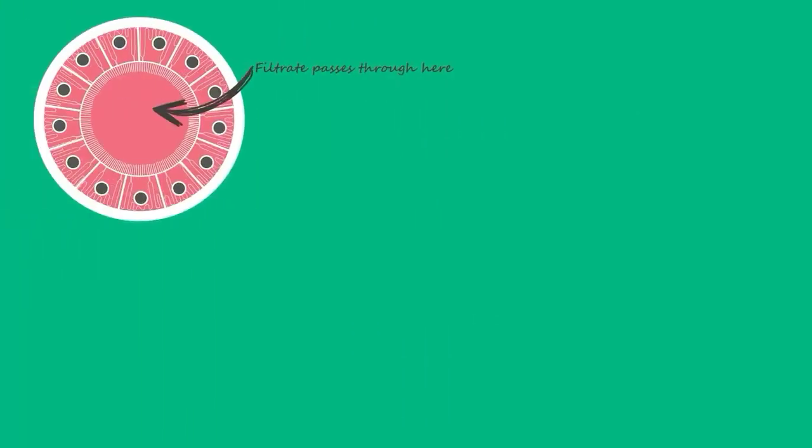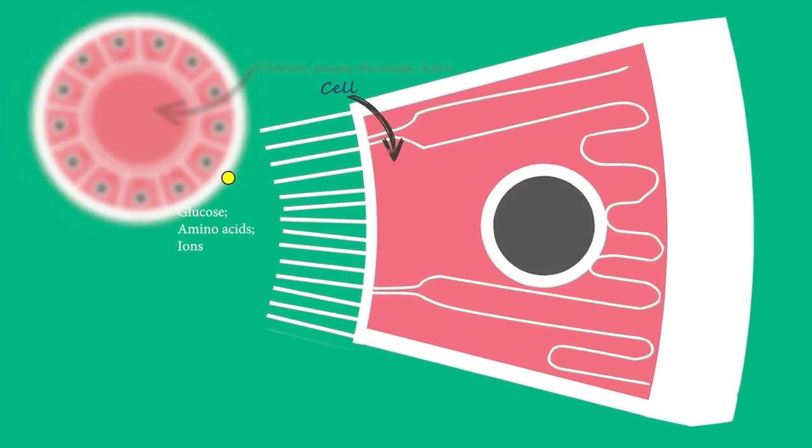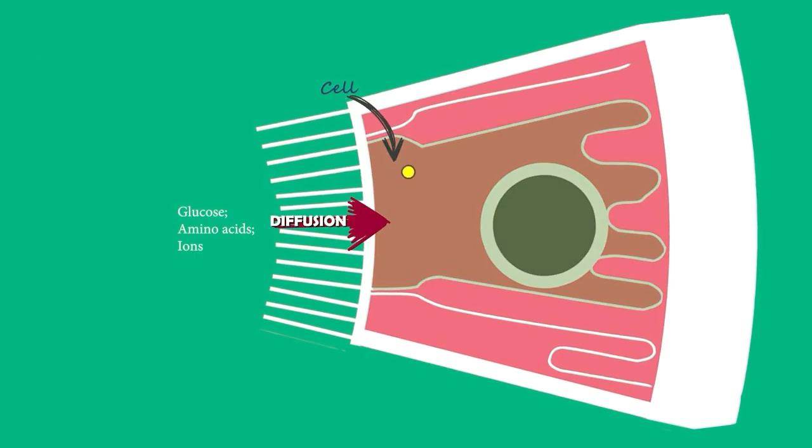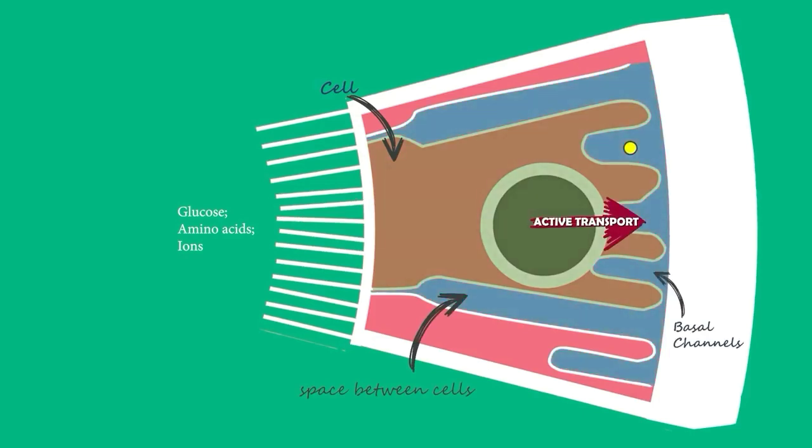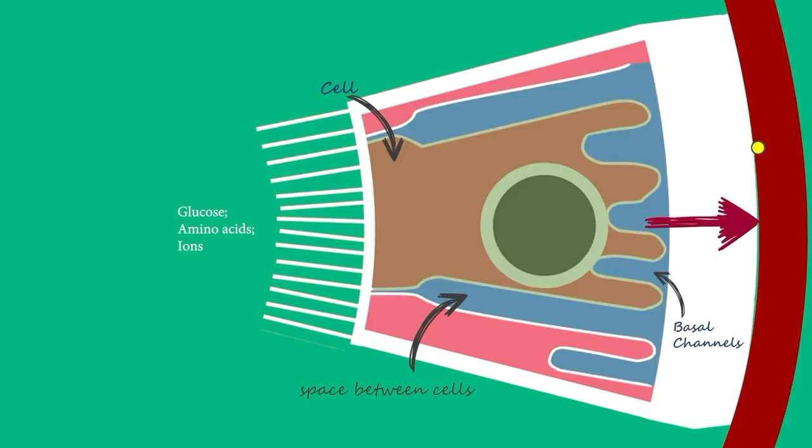Glucose, amino acids, and ions diffuse into the cells of the proximal convoluted tubules from the filtrate and are actively transported out of the cells into the spaces between them and the basal channels. This is done by carrier proteins in the cell's surface membranes. Once in these spaces and channels, they enter the extremely permeable blood capillaries by diffusion and are carried away from the nephron.